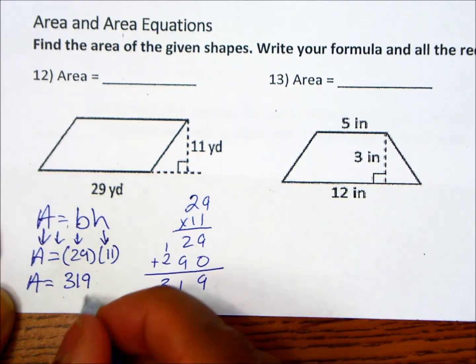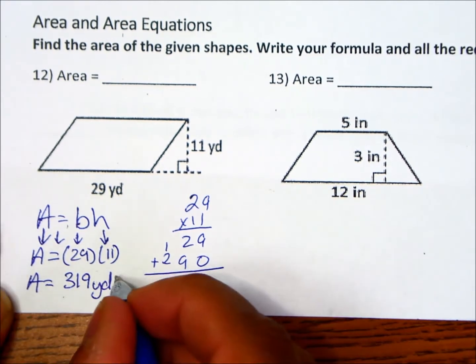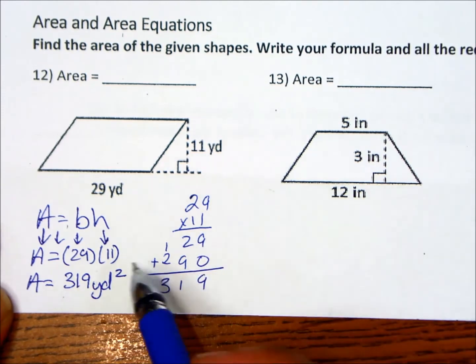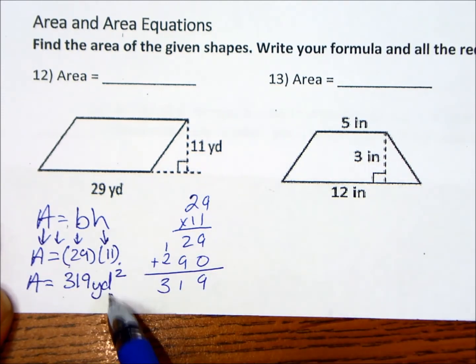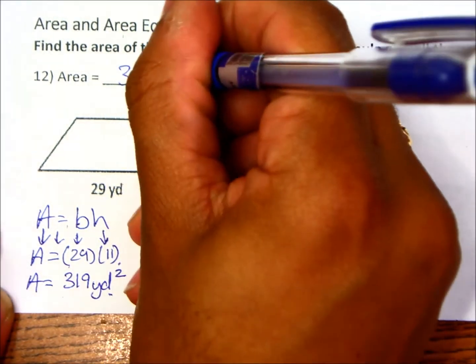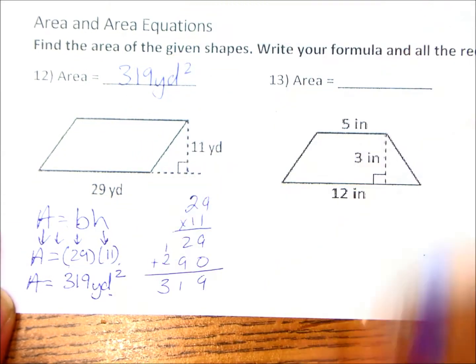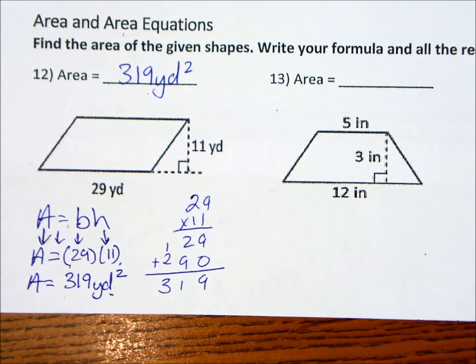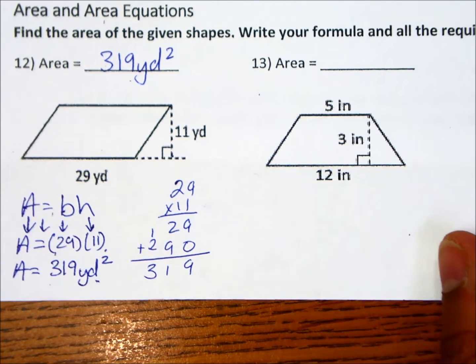You're talking about yards, so your measurement is yards. Talking about area, so it's square. You're doing yards times yards, so that's why we do yards square. Okay? Your unit measurement makes a big difference, so you have to make sure you put the correct measurement there. So 319. Next one's my trapezoid.